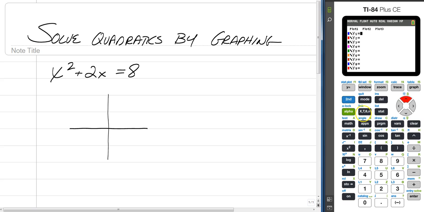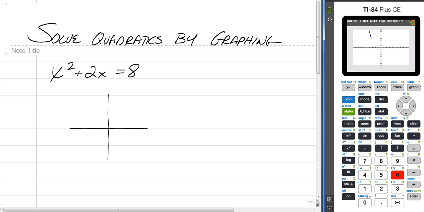all you need to do is type x squared plus 2x into Y1, and in Y2 you just need to type 8. And then of course you probably want to press zoom 6 to make sure that you have a standard window, and you see that you have two graphs. You have the blue quadratic and you have the red constant of y equals 8.